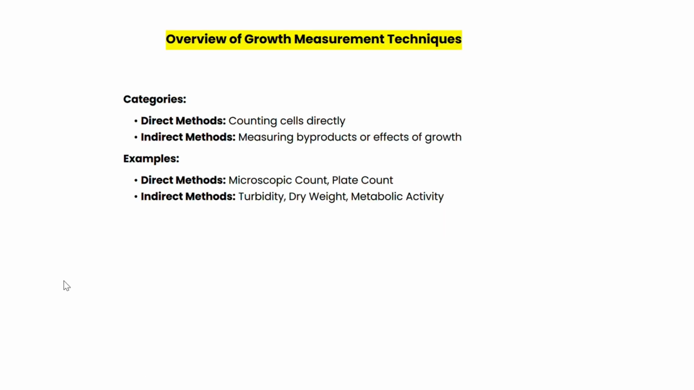Broadly, we can categorize these methods into two groups: direct methods, where we count the cells directly, and indirect methods, where we estimate growth based on changes in the environment, like turbidity or metabolic byproducts. Let's explore each category in detail.